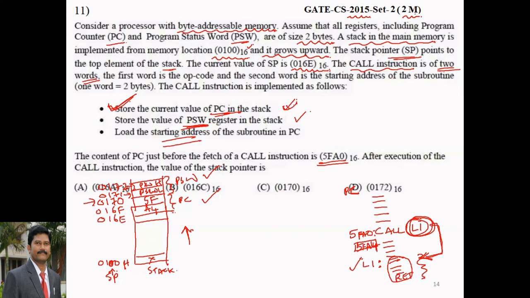Only thing is these two. Okay, pushing the current value of the return address onto the stack like this, and the PSW, that means flag register low and flag register high, it is storing.